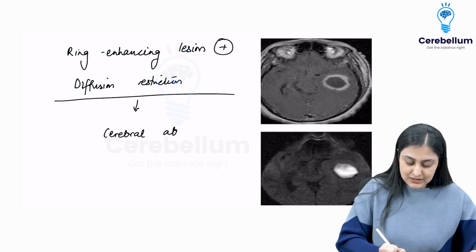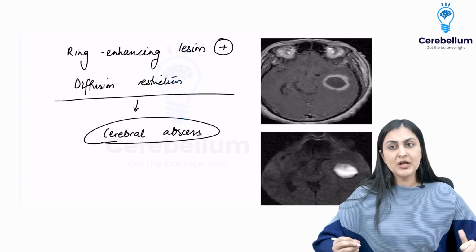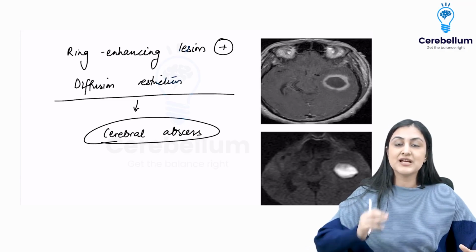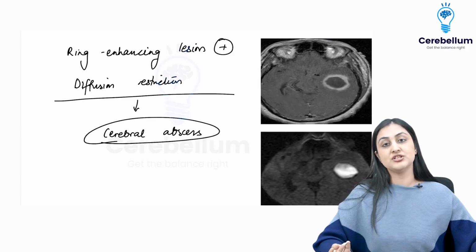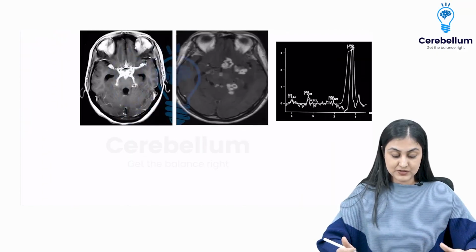So this is a cerebral abscess that we are dealing with. A lot of times it is associated with sinusitis. It's a complication of sinusitis or mastoiditis, and such a history might be given to you. So this is a cerebral abscess.